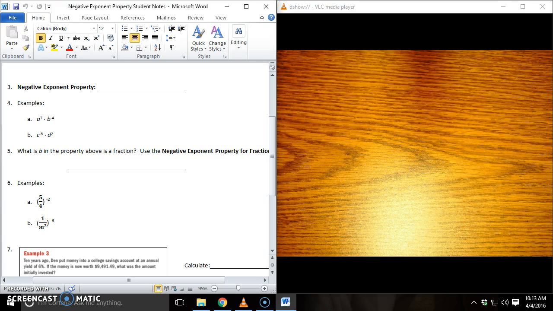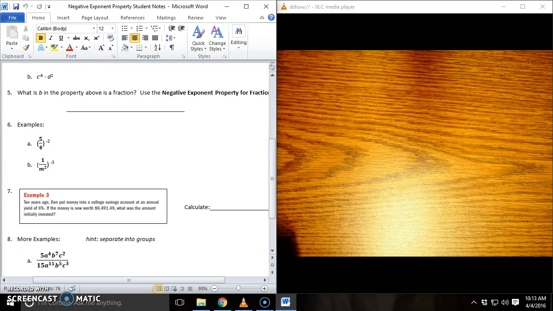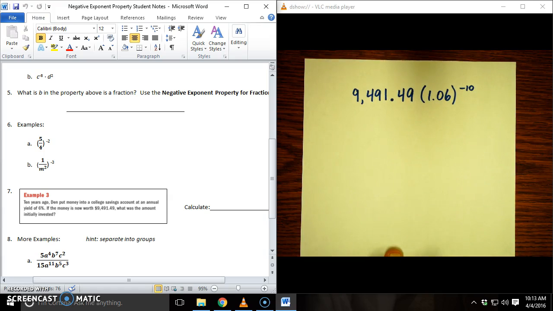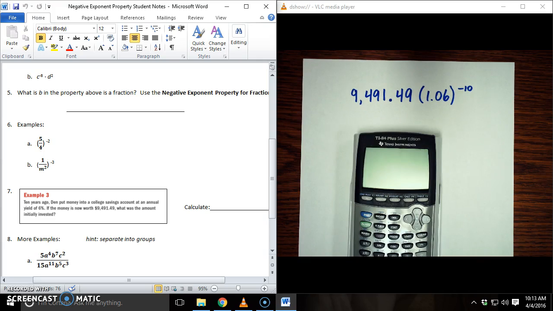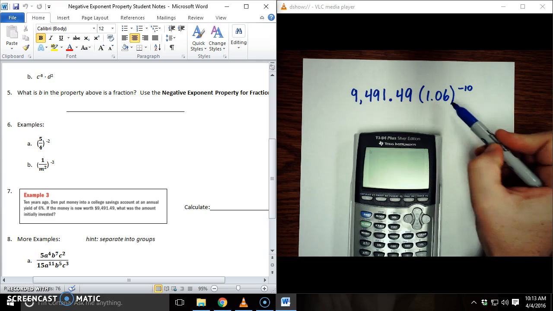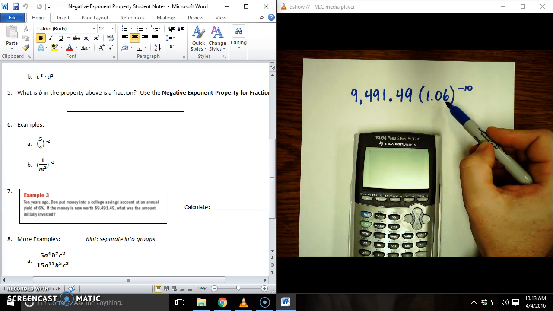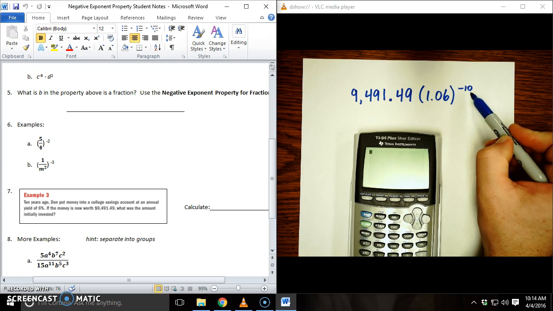We can apply this to a word problem. Let's take a look at example 3. It says 10 years ago, Don put money into a college savings account at an annual yield of 6%. It's now worth $9,491.49. So we can find out the initial money invested by using this key sequence, which is really the same as if you were looking into the future to see what the amount would be. If you want to go backwards, the only difference is you have this scale, 1.06, because it's 6%, and you have to use a negative 10 to go backwards.